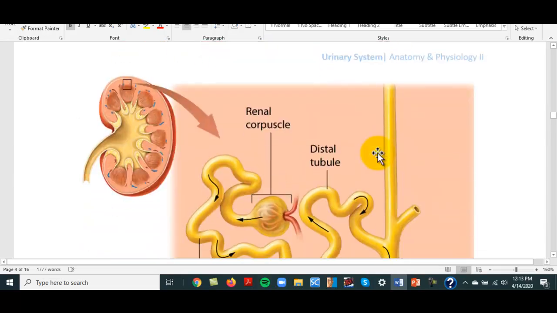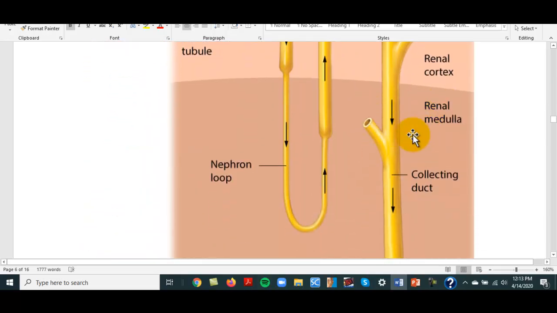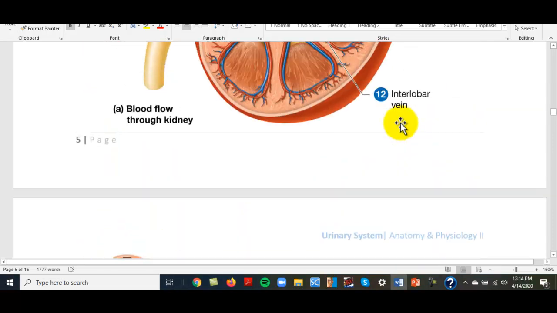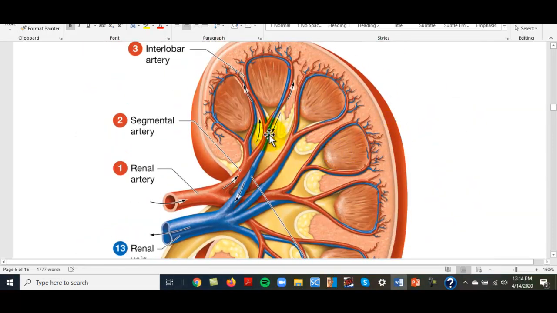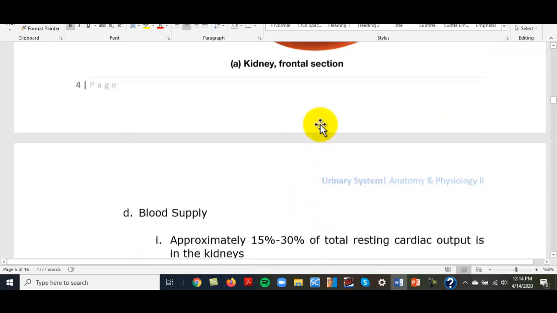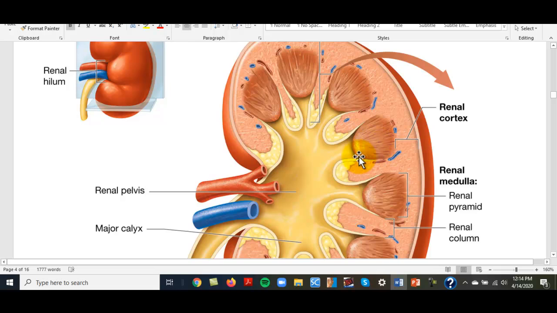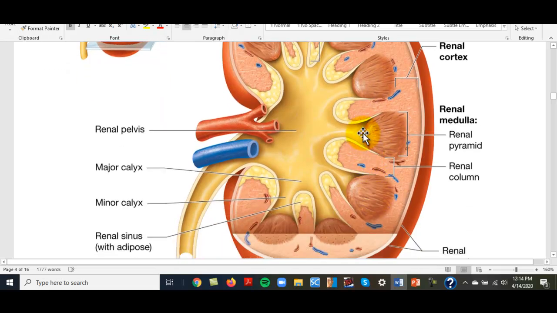So back to our little diagram, you can see it says renal medulla, and you see this coming down that way, the collecting duct. That's what those lines are that you see in the renal pyramid. So urine basically forms out here, and it starts draining down through the pyramids into these little areas here, which is called the renal pelvis.